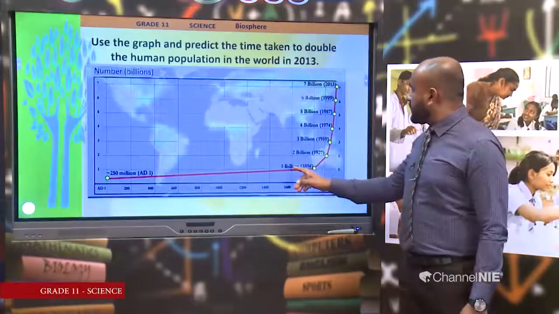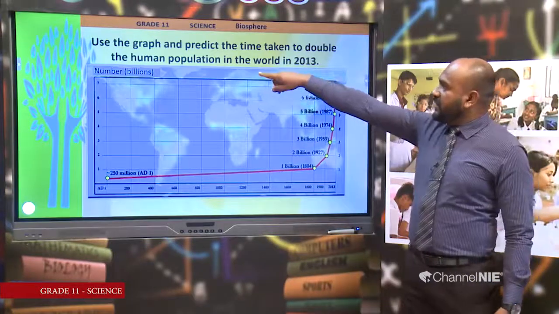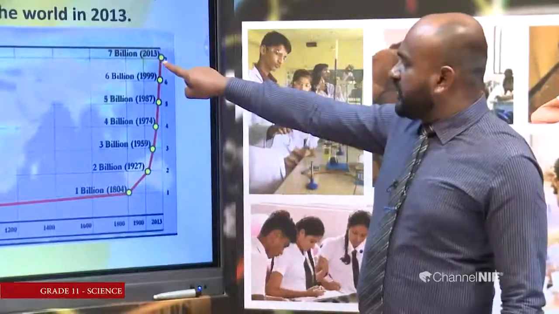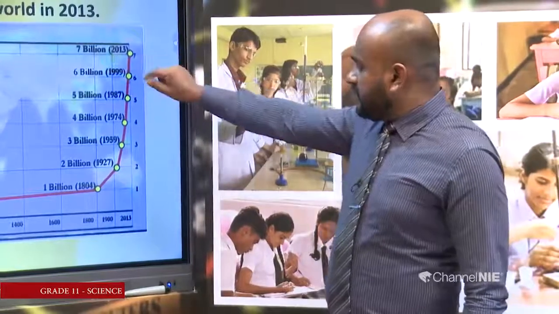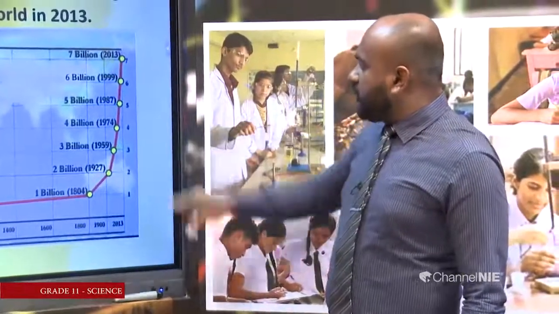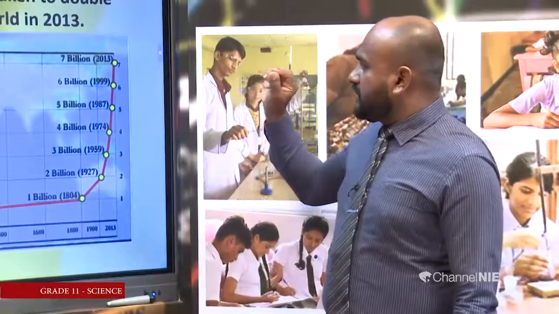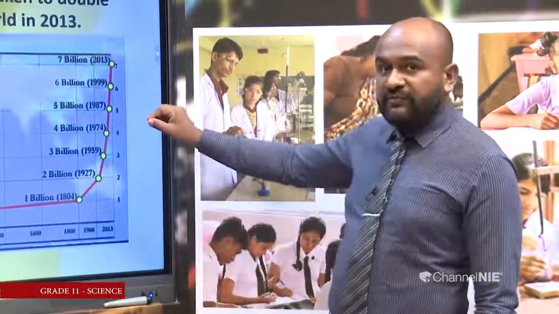Yeah. So, there is a question here. Use the graph and predict the time taken to double the human population in the world in 2013. Look at the graph. You can get the human population in 2013, it has 7 billion. So, then how do you predict the time taken by the population to double? Now, how do you do that using the graph?